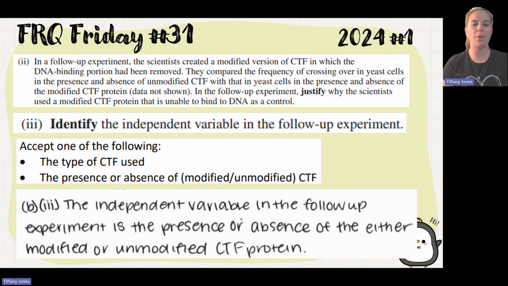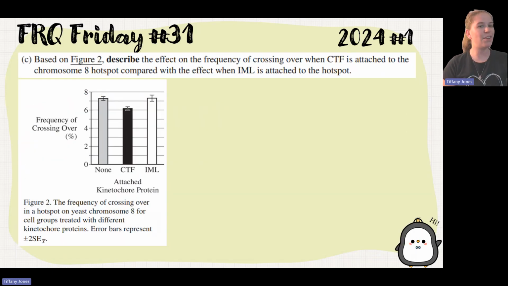So the independent variable in the follow-up experiment is the presence or absence of either modified or unmodified CTF protein. Then based on Figure 2, describe the effect on the frequency of crossing over when the CTF is attached to the chromosome 8 hotspot compared to the effect when the IML is attached to the hotspot. As we said before, let's compare the CTF and the IML. You can see that it is lower. There's less crossing over taking place in the CTF.